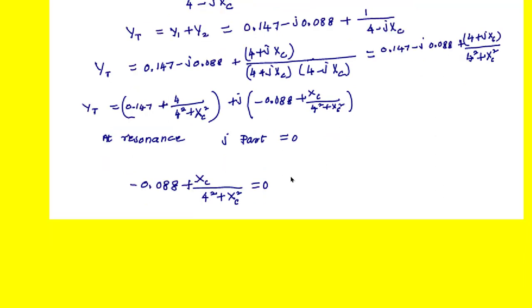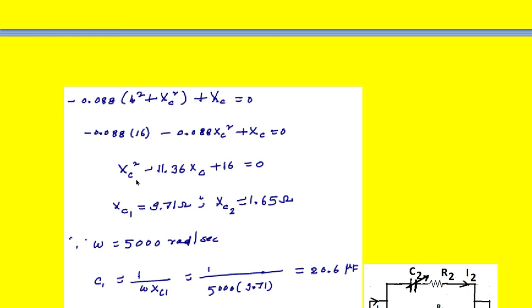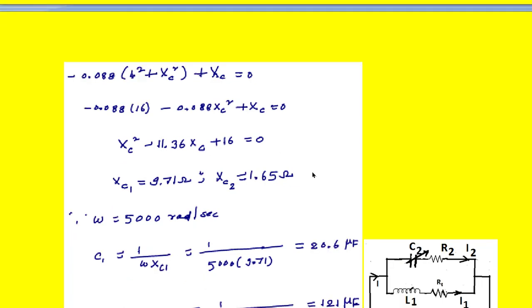Once we equate that to 0, we get minus 0.088 plus xc divided by 4 square plus xc square. After simplification, we get minus 0.088 into 4 square plus xc square plus xc is equal to 0. If you further simplify this, we get xc square minus 11.36 xc plus 16 is equal to 0. So it is a quadratic equation. If you solve for this xc, we get two values. xc1 is 9.71 ohms. xc2 we get as 1.65 ohms.